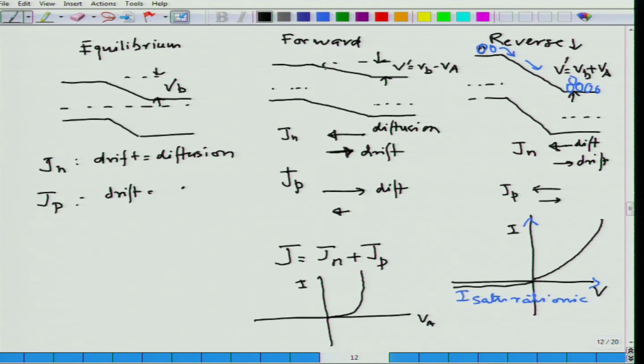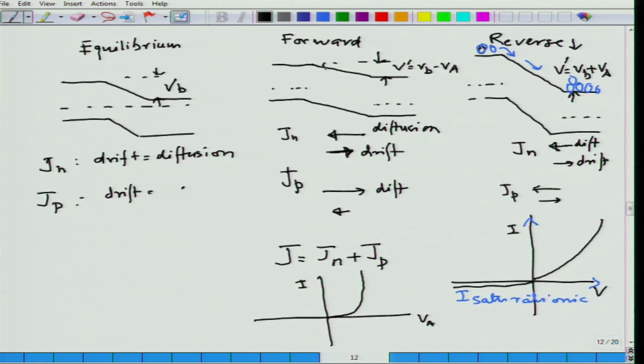So, you see in a very simple manner, in a pictorial manner, if I take a p-n diode, I can get the IV characteristics which are dependent on how I apply the bias, and this is how a p-n diode will work.